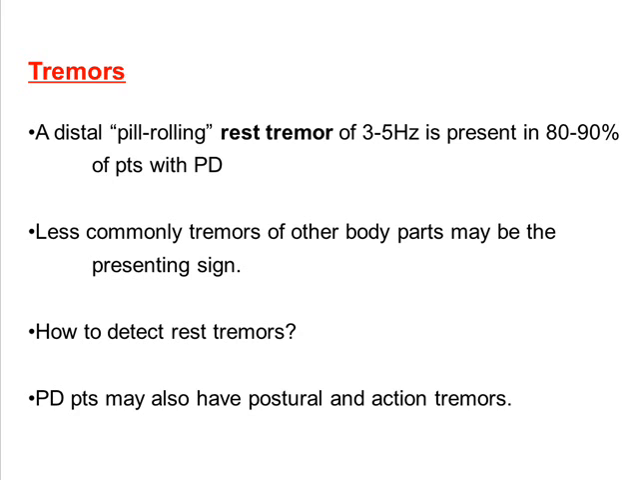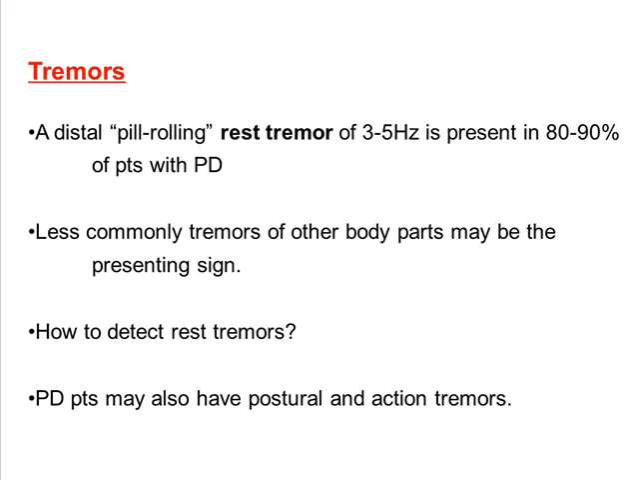You just sit the patient in a comfortable chair with armrests, and the arms are rested on the armrests, supported against gravity, and you watch out for the rest tremors. These are actually quite slow tremors, about 3 to 4 hertz, involving the thumb and the index finger. That's why it's sometimes called a pill rolling tremor.